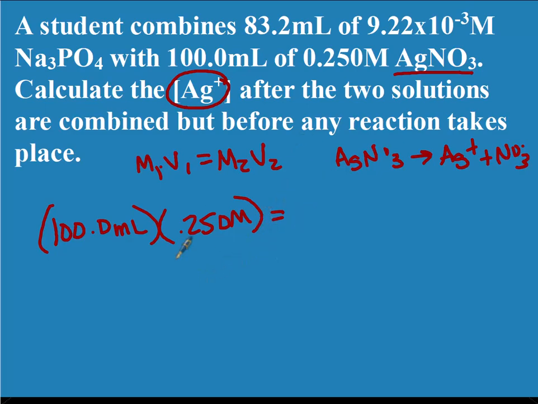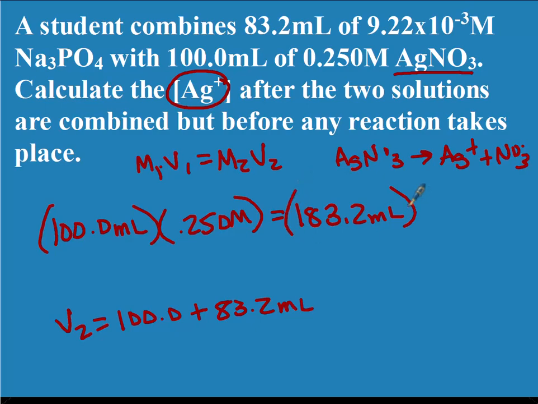But when I combine the two solutions, my V2 is going to be 100 milliliters plus 83.2 milliliters. So 183.2 is my final volume, and I'm trying to find the new concentration of silver. So solving that out, I get 0.136 molarity of silver ions.